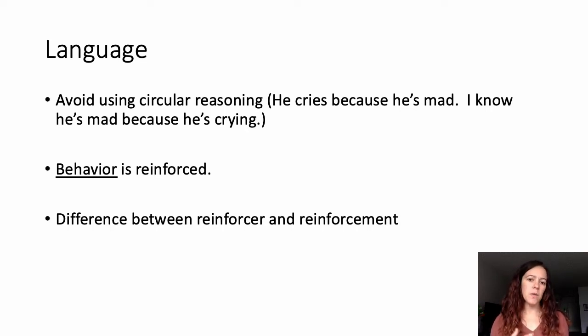One of the things that we want to do is to avoid circular reasoning. He's mad because he's crying. I know he's mad. He cries because he's mad. He hits me because he's upset, and I know that he's upset because he's hitting me. The behavior analytic way to say that would be: he hits following denial of access to the iPad. In the past, he's gotten the iPad for hitting, or as a consequence of hitting.